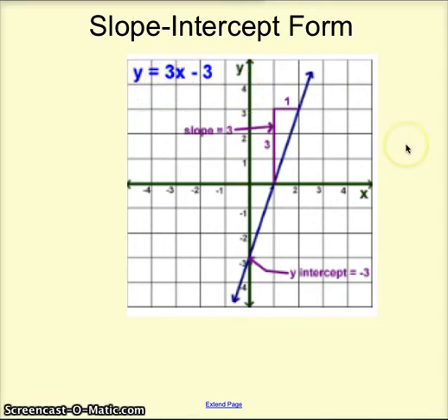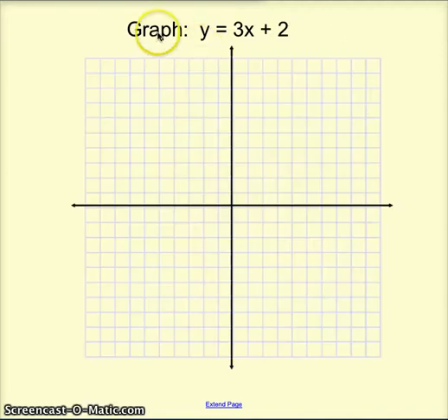Now we're going to go in the opposite direction and actually graph them ourselves. So it says to graph y equals 3x plus 2. Well, remember, let's start with the y-intercept. So 2 is where on the y-axis my point will cross over. So here I have it, up 1, 2. Okay, there's my y-intercept. Now my slope is 3.